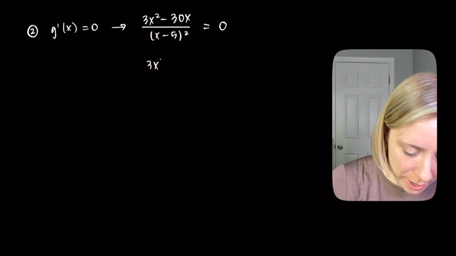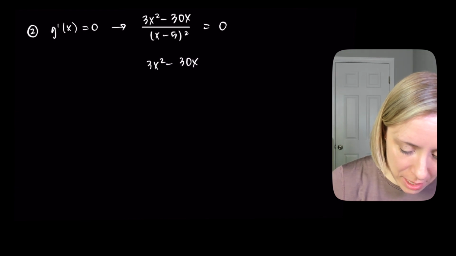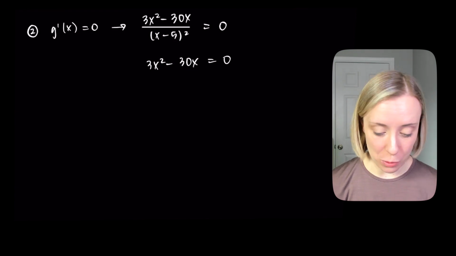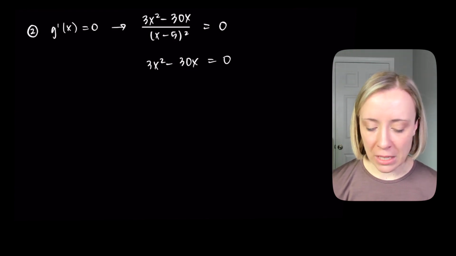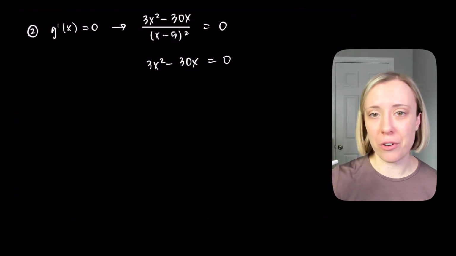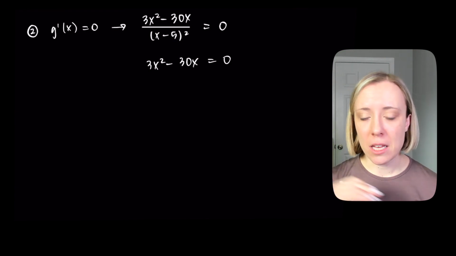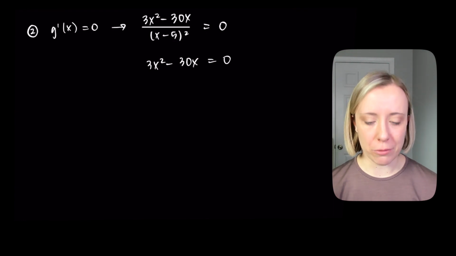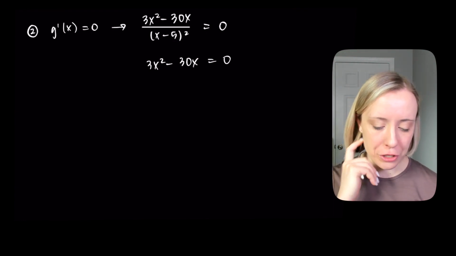So 3x squared minus 30x equals 0. And now we have an algebra problem to solve, which is cool. We have to remember our skills for that. Be careful here not to just move the 30x over to the other side and divide. We don't want to ever divide by x here because we're going to miss the option that x is 0. So just be careful on that. I'll show you what I would do.